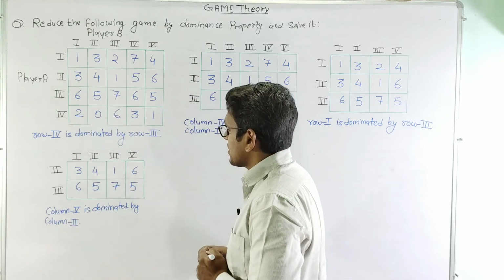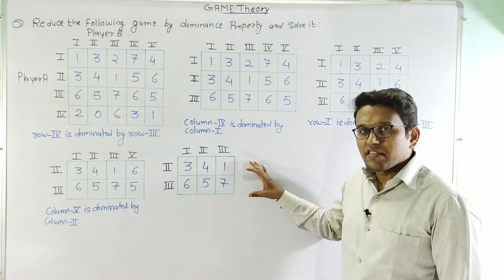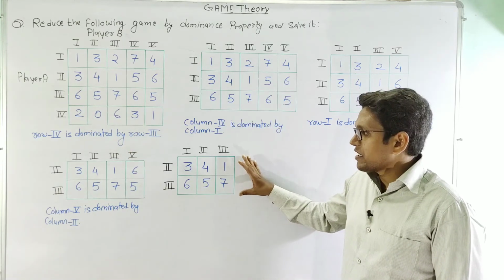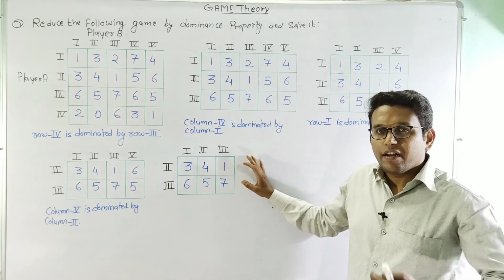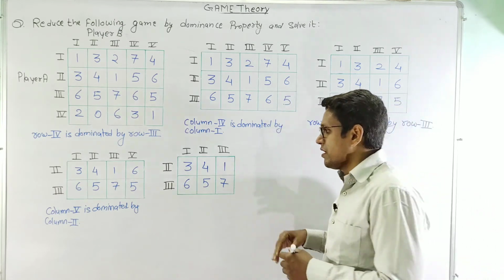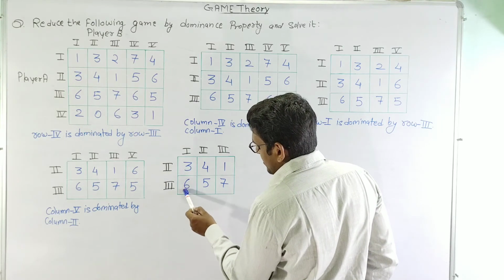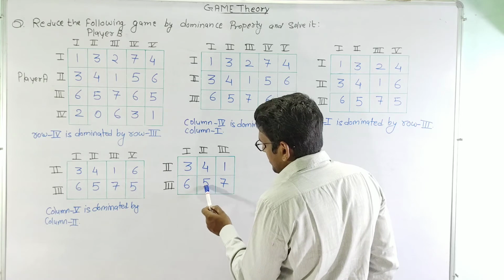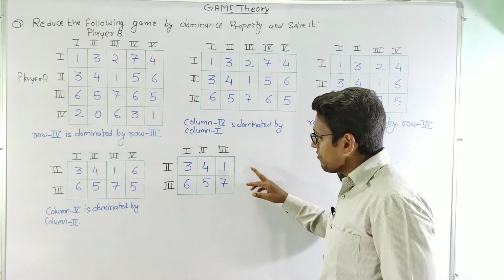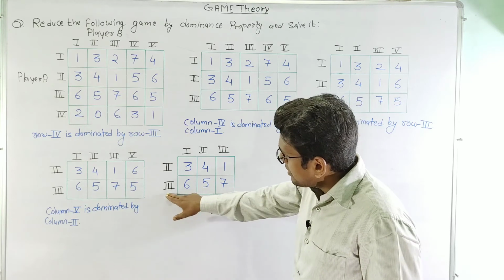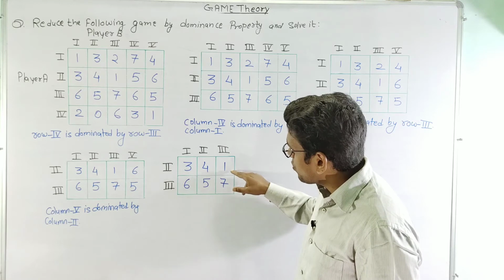As a result of this, now we will eliminate column 5 here, and this is our new revised matrix after eliminating column 5. Now here also we will compare rows and columns for dominance. So let us compare row 2 and row 3 here. So 6 is greater than 3, 5 is greater than 4, and 7 is greater than 1. So here we can see that each element in row 3 is greater than each element in row 2.